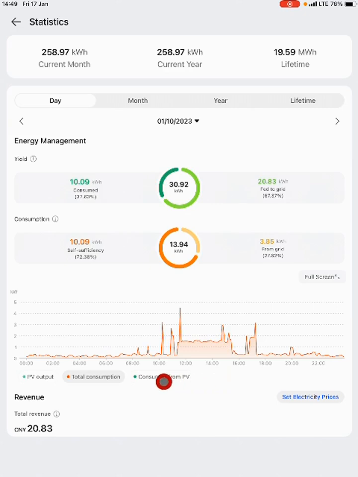The third colour is consumed from the PV. Now watch very carefully what happens when I click on the consumed from the PV. You'll note that the red has turned to green on a certain part of the graph. That indicates that although the power was still being consumed within the property, that power has now come directly from the solar panels.